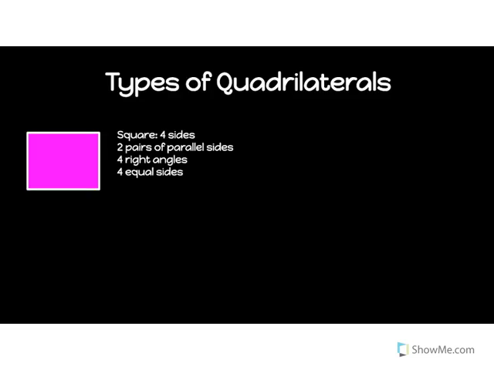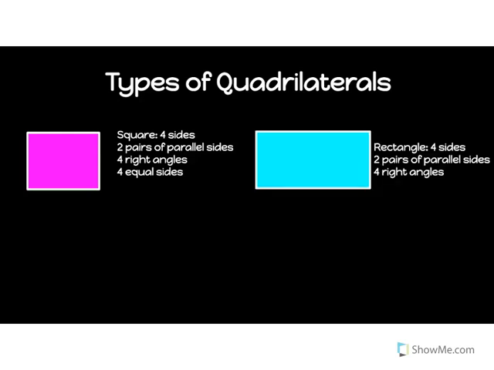So first of all, let's go through the types of quadrilaterals. The first type is just a square. A square has four sides. It has two pairs of parallel sides. So you can see this side is parallel to this side. This side is parallel to this side. Okay, so everybody should know a square. Four right angles, four equal sides.